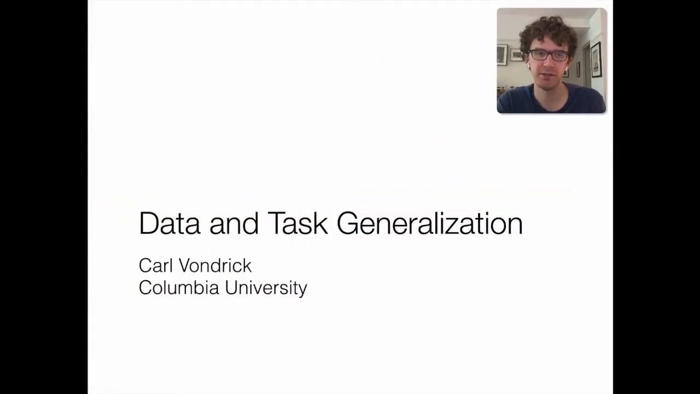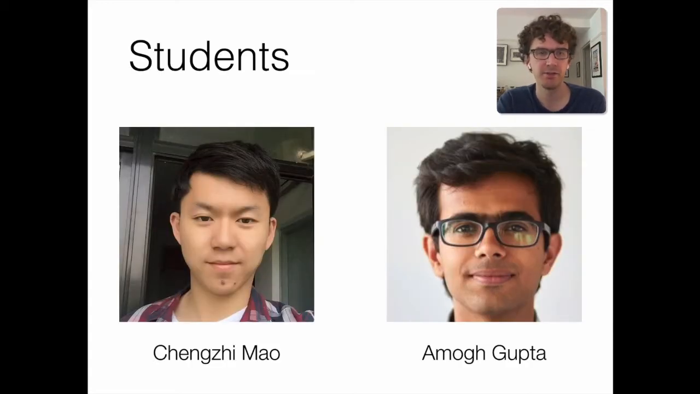Hello, everyone, and thank you very much for having me. I'm Carl Vondrick from Columbia University, and I apologize I couldn't make it live today. I'm going to be talking about some of our recent work on generalization, both to new data distributions and new tasks. But first, I want to acknowledge my students who did most of the work I'm going to be presenting here. Chengzi Mao and Amog Gupta, they led this research from start to finish.